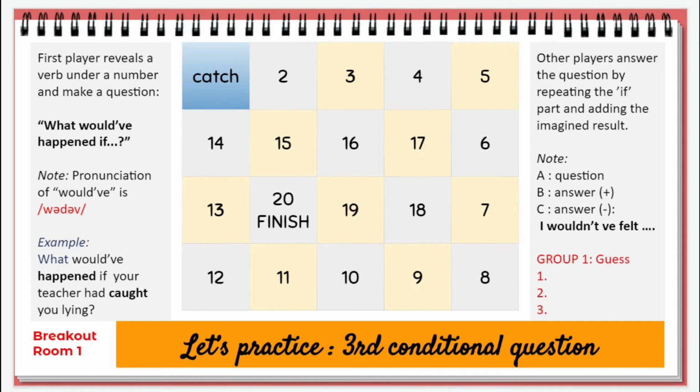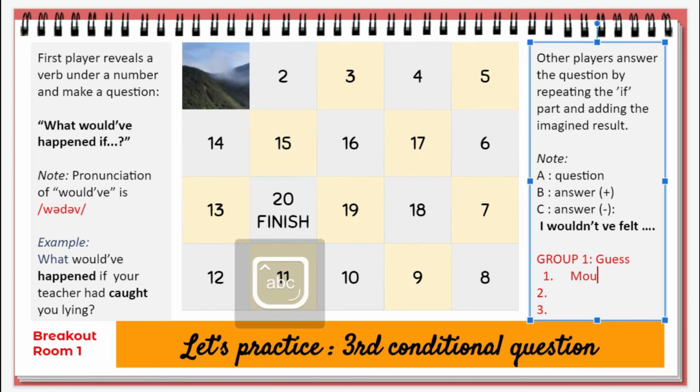The other players, the second and the third players, would say, I would have felt so embarrassed if my teacher had caught me lying. And she would answer, I wouldn't have felt so proud if our teacher had caught me lying. And after that, reveal the picture under it. They have to try to guess as a group. Oh, what picture is that? Mount Bromo? Okay. And you will be competing with other groups to see who has the correct answer.